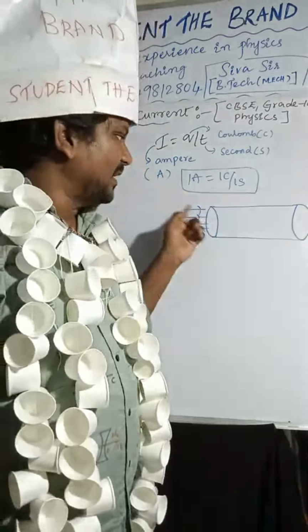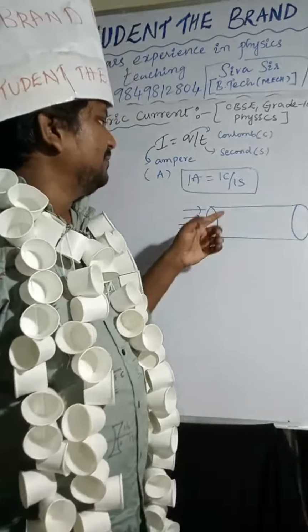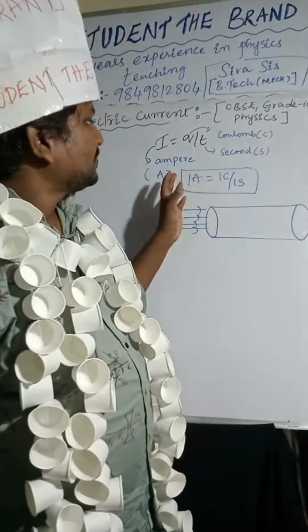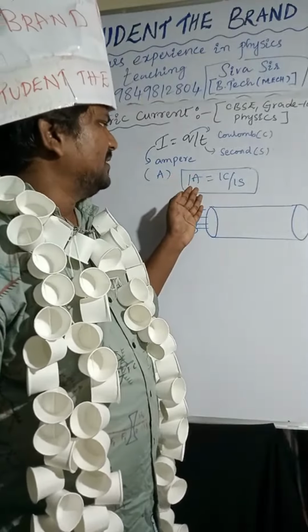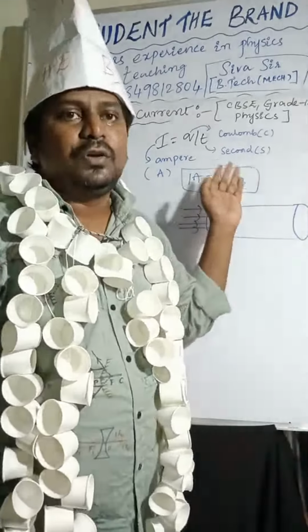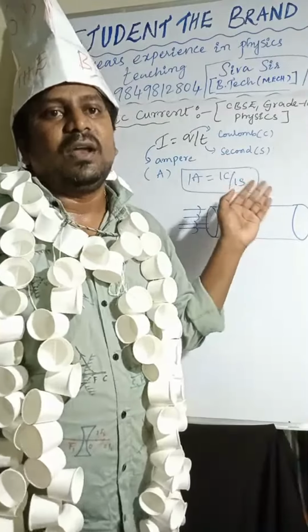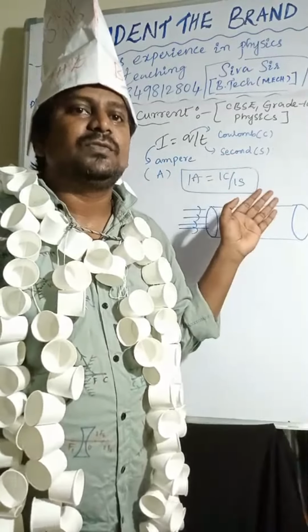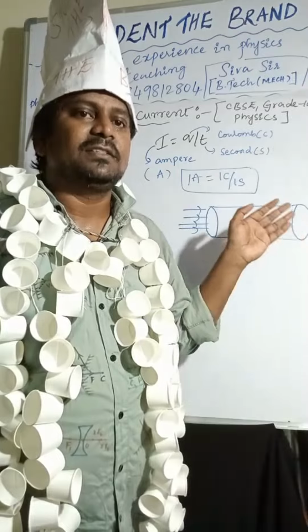If the current is passing like this through this cross section area, one ampere is defined as one coulomb of charge flowing through unit cross section area per second, and this is called one ampere.